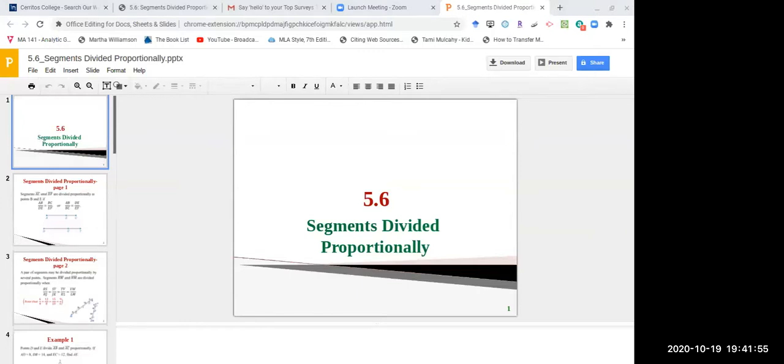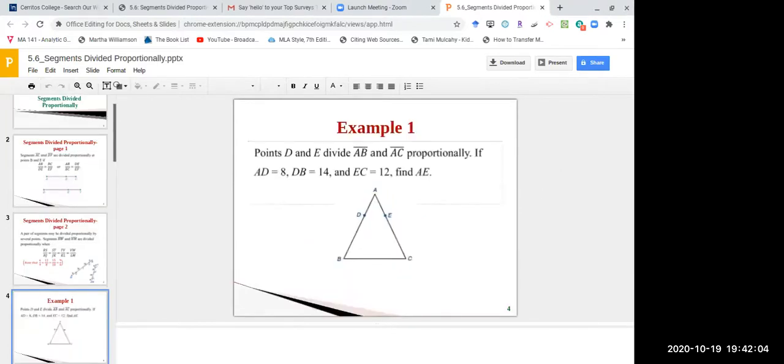So we have points. Here's an example of what I'm talking about. Points D and E divide segment AB and segment AC proportionally. If AD is 8, DB is 14, and EC is 12, find AE. So in other words, we know that AD and DB are in the same proportion as AE and EC.